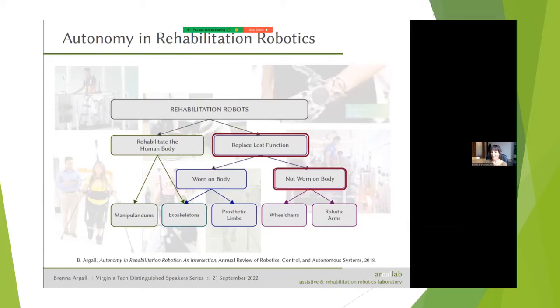For example, adding a computer on the back of a wheelchair, pulling power from the wheelchair's batteries, is not a big deal. As a result, we really only see autonomy in devices that are not worn on the human body. There's starting to be some change in that in prosthetic limbs and exoskeletons, but by and large, the majority of autonomous robotics work within the field of rehabilitation robotics is happening on robots that are not worn on the body and that are used to replace lost function.